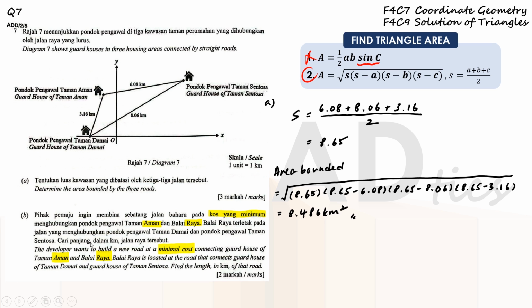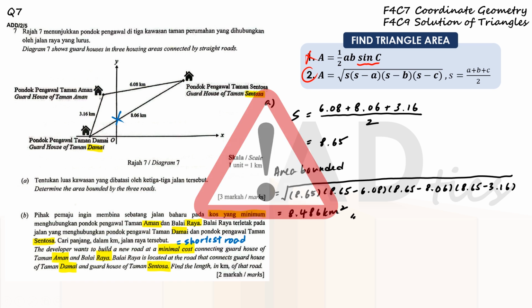Part B tells us that this developer wants to build a road at a minimal cost which connects the guardhouse in Taman Aman, which is this one, and Balai Raya. Balai Raya locates between the road that connects Damai and Sentosa. For example, this Balai Raya might be here. So how do we find the length of this road which wants a minimal cost? A road with a minimal cost means the shortest road, right? So how do we find the shortest road?